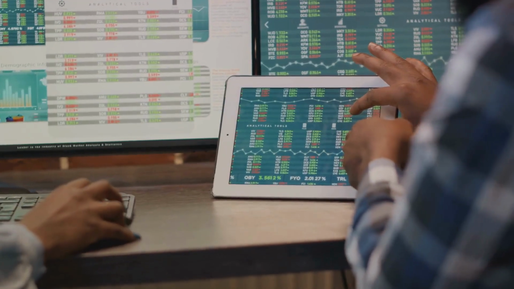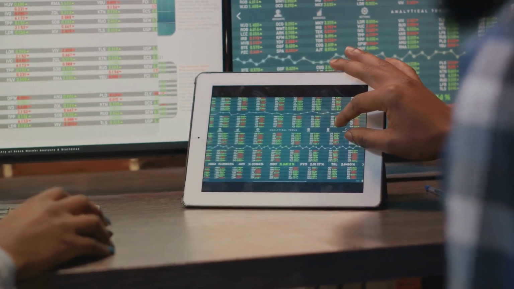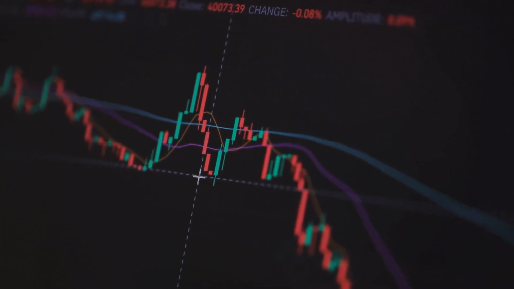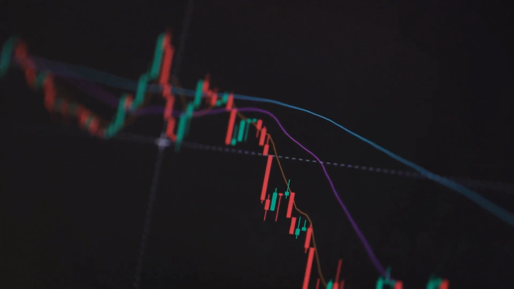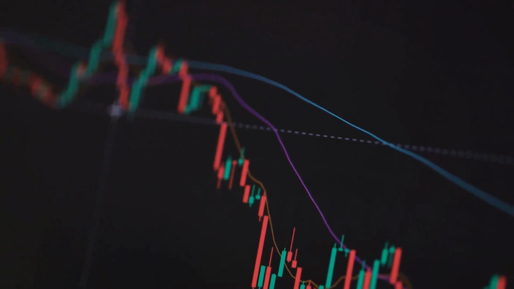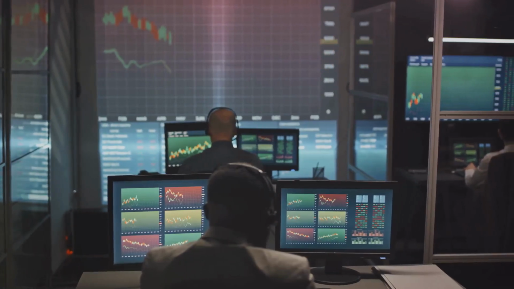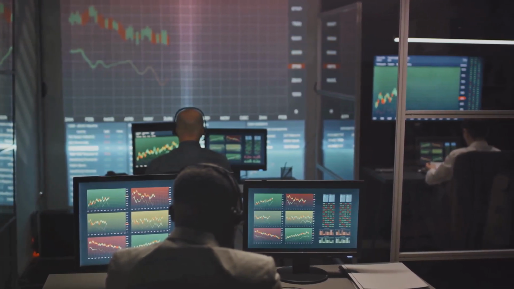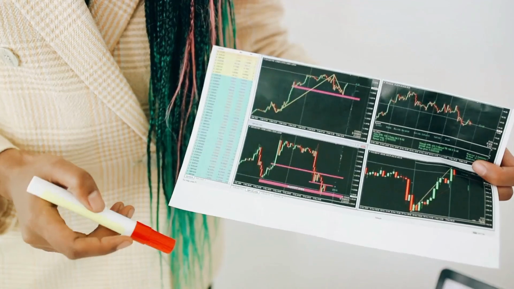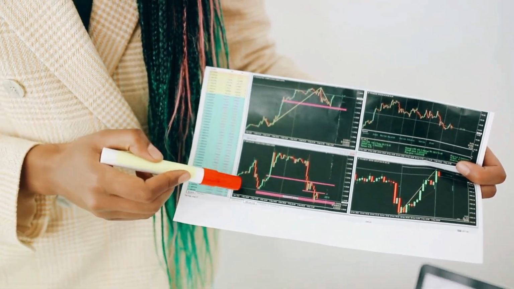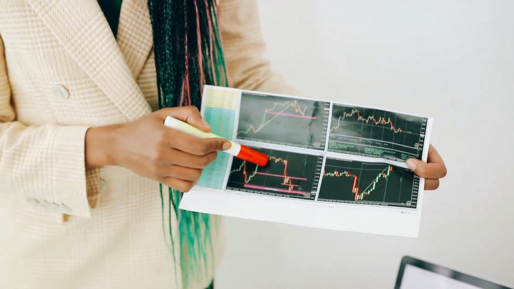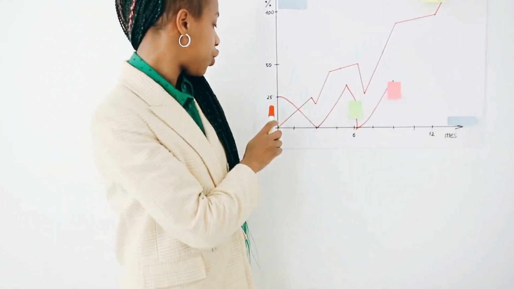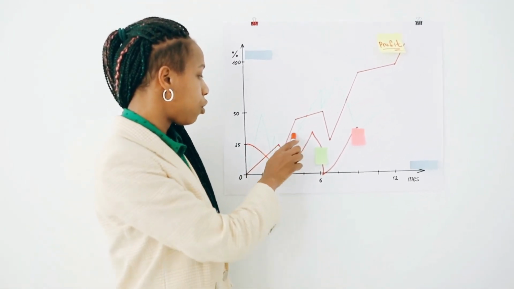Speaking of risk, let's talk about risk management. This is your safety net, the thing that keeps your potential losses in check. It's like the harness of a tightrope walker. It won't prevent you from falling, but it will stop you from hitting the ground. Lastly, remember that Forex trading is a journey, not a destination. It's about continuous learning, refining your strategies, and adapting to the ever-changing market conditions. It's a dance that never ends, with new moves to learn and new partners to dance with. Remember, successful Forex trading isn't about making a quick buck, it's about making informed decisions and managing your risk effectively.